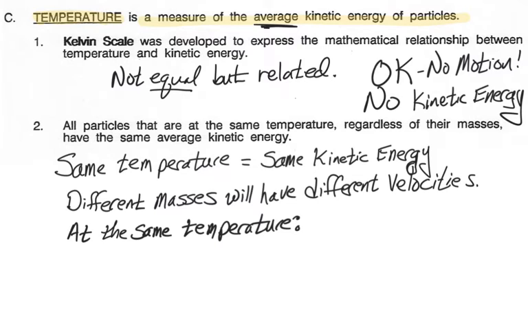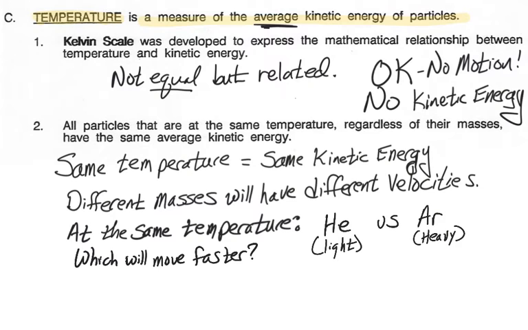Then we'll look at the mass. If I have two things with different masses at the same temperature, you should be able to tell me which one's moving faster. So I'm going to have one that's lightweight, like helium, one that's heavier, like argon. Which one will move faster? As you might guess, the one that's smaller, lighter weight, is the one that will move faster. It'll have a higher velocity.